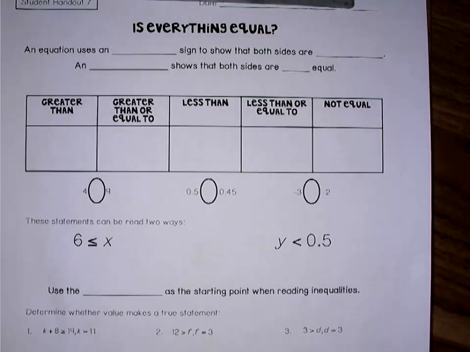Alright, we're back with equation student handout number 7. This unit is a little bit longer than any other one, but it's okay. This is titled, Is Everything Equal? This is by far probably one of the easiest things to do, but fun to do. It shouldn't be too much confusion.